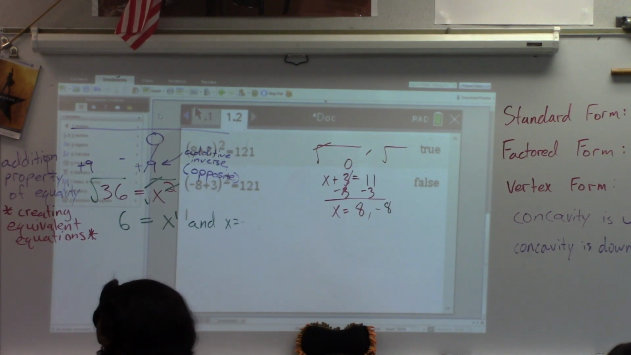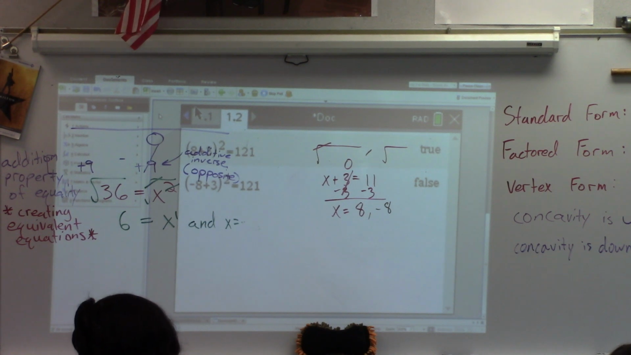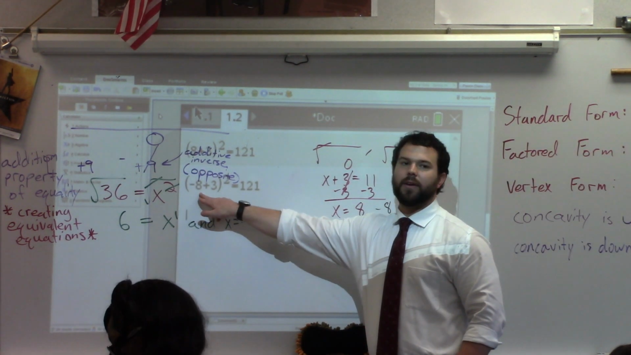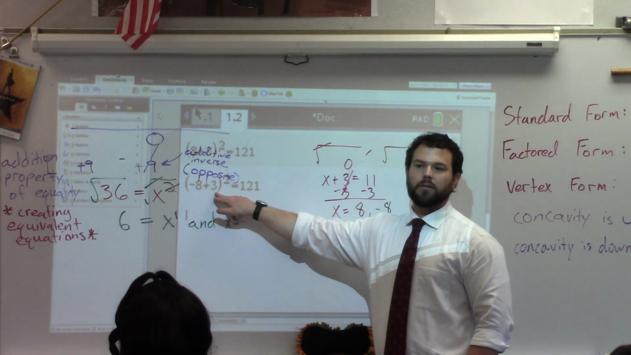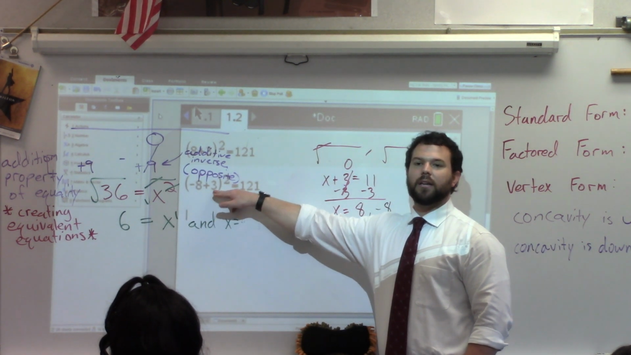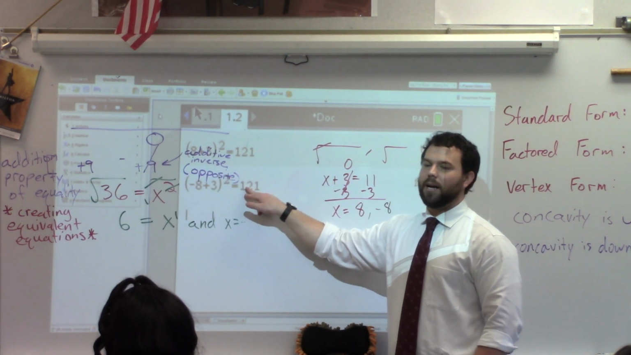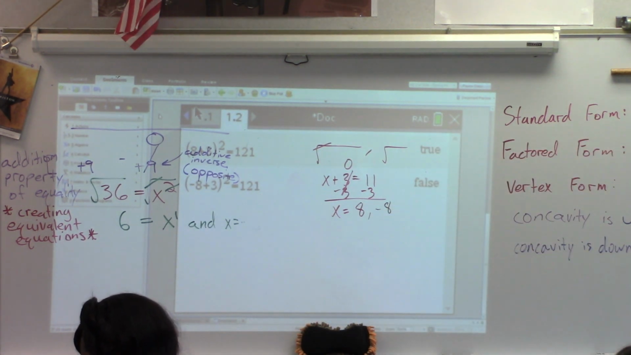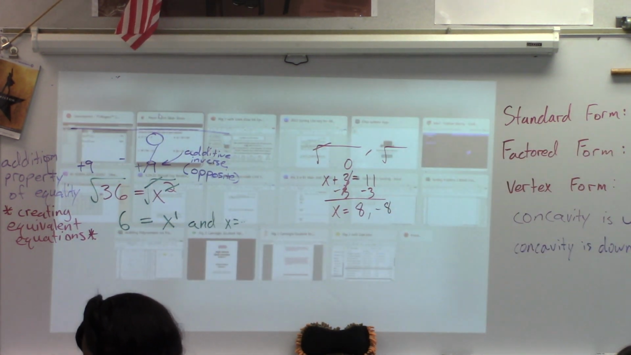It said false. Oh, because sometimes it can be wrong. Okay, so, well, hold on. That's not the issue. I'll point this out. By the way, what's negative 8 plus 3? Negative 5. And what's negative 5 squared? Not 25, not 121. So here's a note that you need to pay attention to.